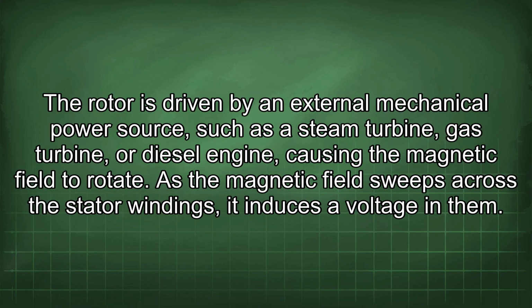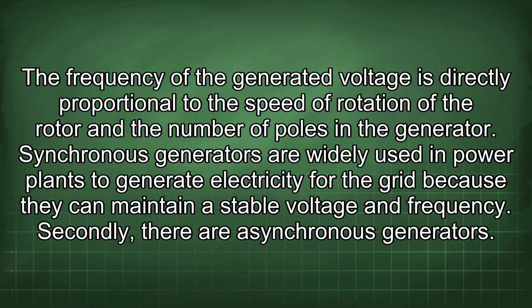The rotor is driven by an external mechanical power source such as a steam turbine, gas turbine, or diesel engine, causing the magnetic field to rotate. As the magnetic field sweeps across the stator windings, it induces a voltage in them. The frequency of the generated voltage is directly proportional to the speed of rotation of the rotor and the number of poles in the generator. Synchronous generators are widely used in power plants to generate electricity for the grid because they can maintain a stable voltage and frequency.